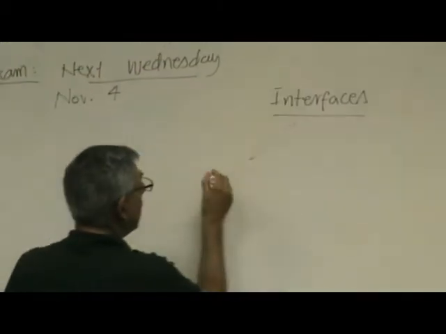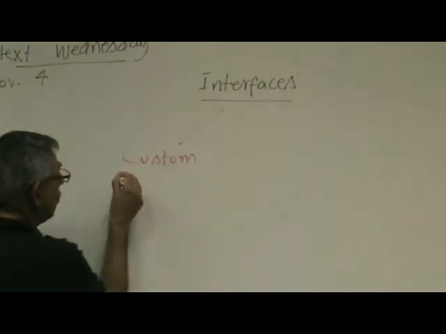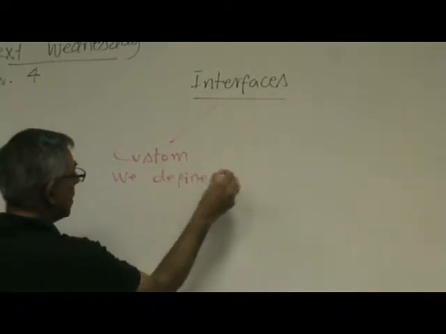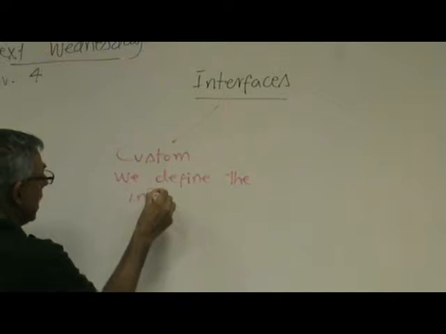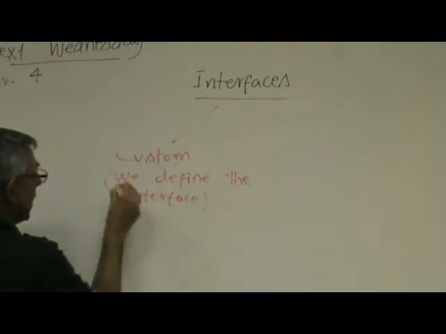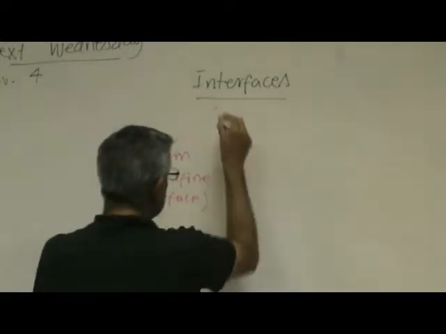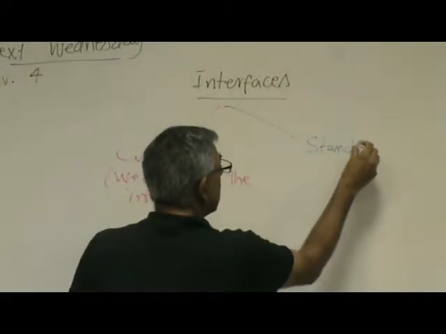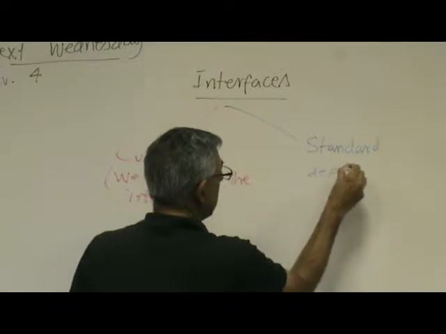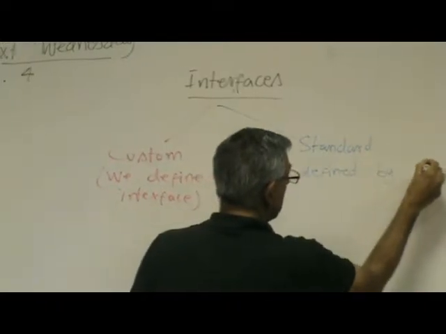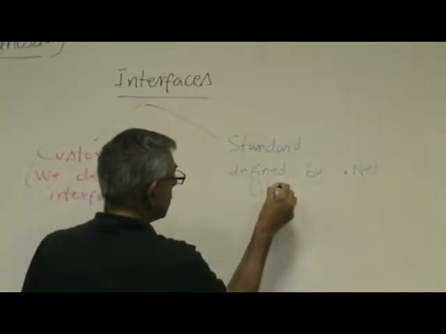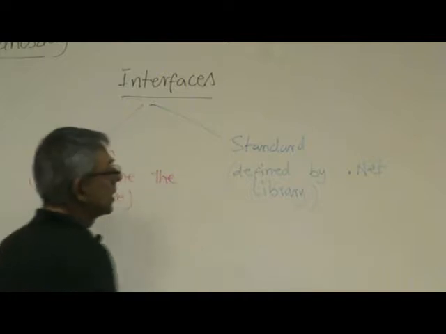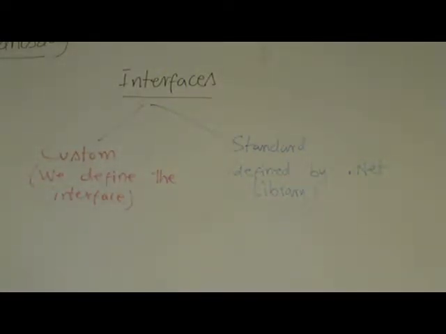Okay, so as far as interfaces are concerned, there are two types of interfaces. One are called custom, meaning we define the interface. And one are called standard interfaces. Standard is basically defined by the .NET library. So the name of the method, what input it takes, what output it gives us is already fixed by the .NET library. Our job as a programmer is to implement the interface and provide the real code, right?